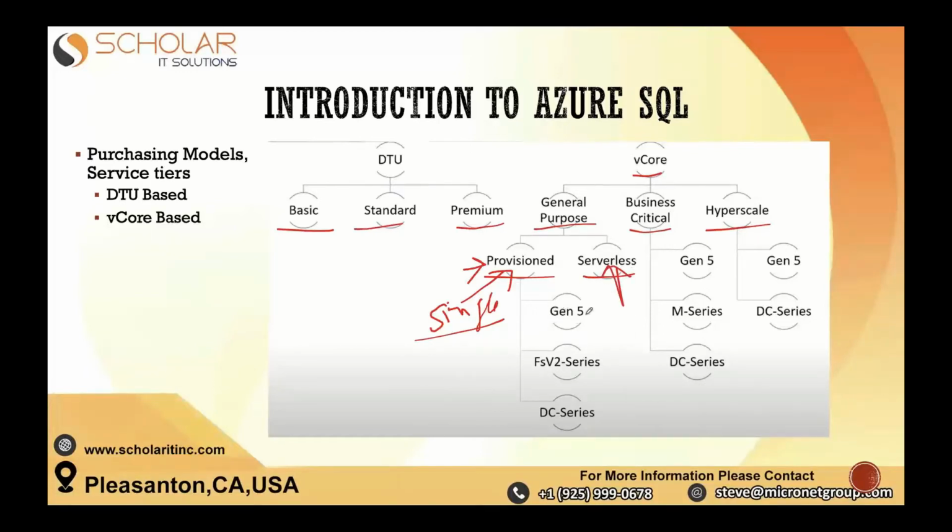Now in provisioned, even your VMs also come, because VMs are also vCore. You choose the number of cores for your VMs. Now this Gen 5 is for these 2. You can only choose Gen 5 hardware. Now these are the VM sizes. Same goes with business critical, and these are the VM sizes.